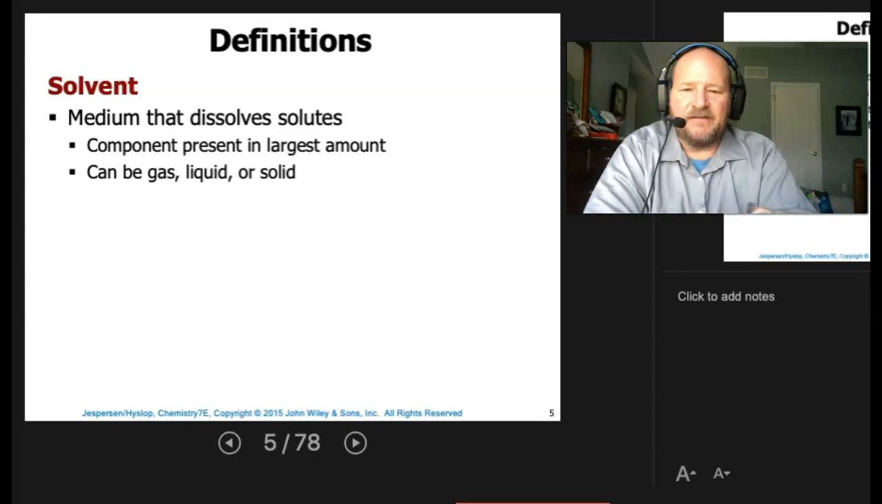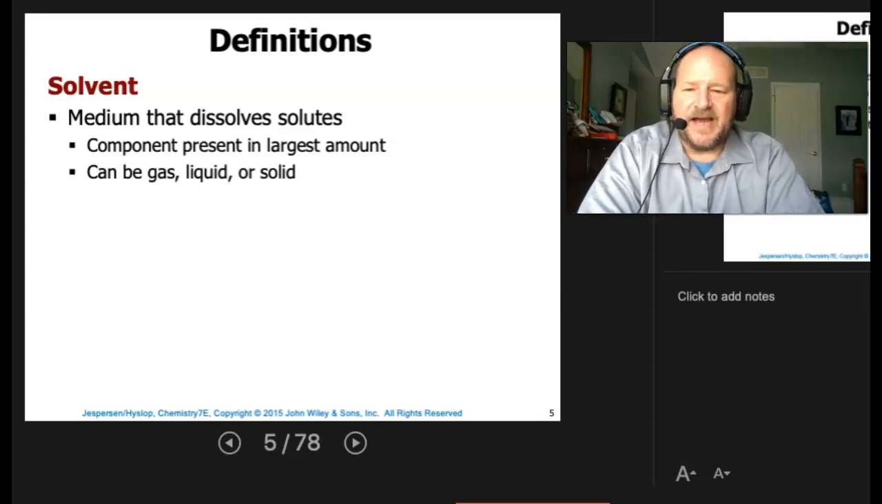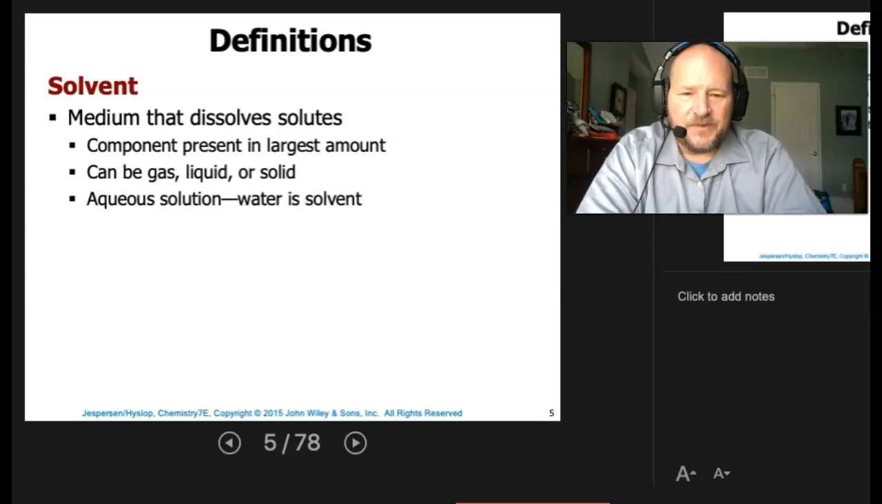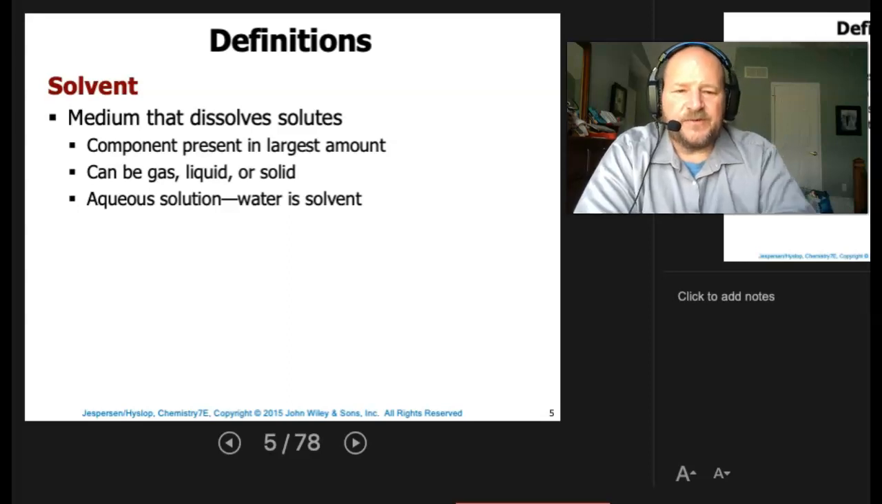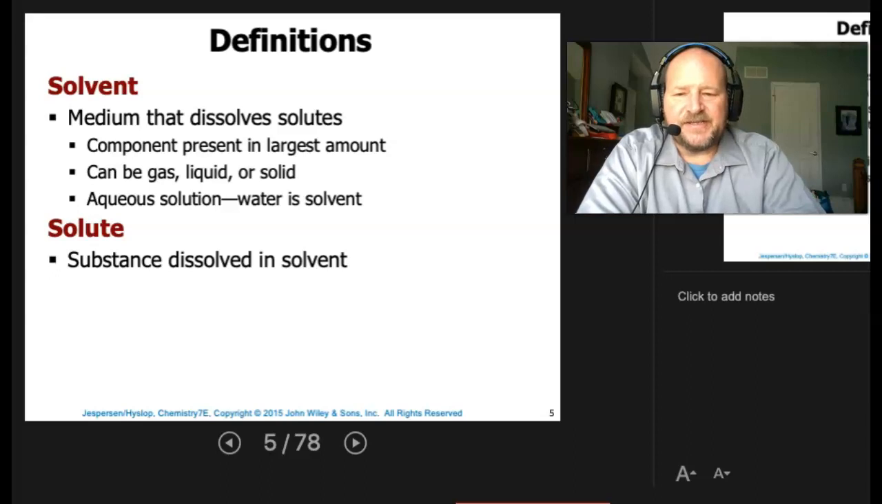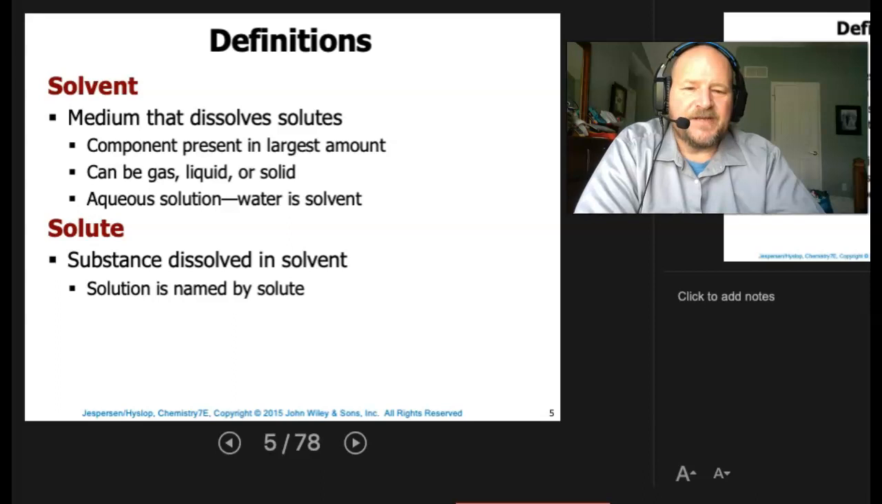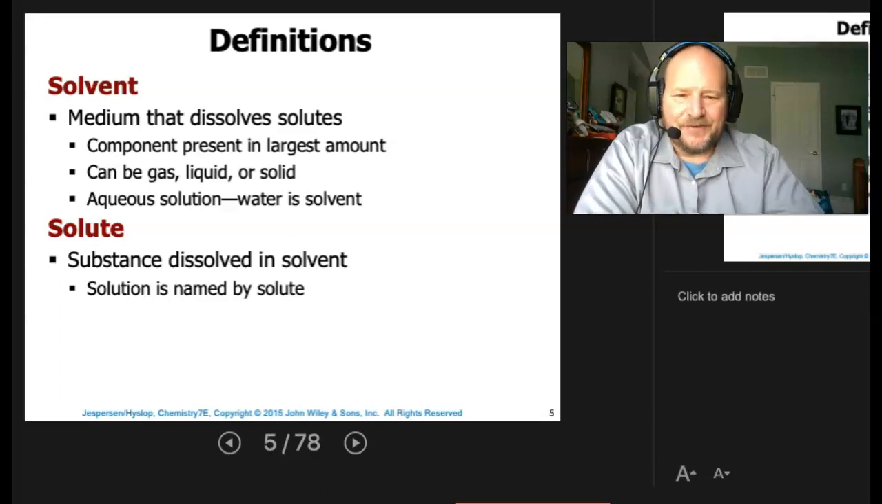Now that means for both our solvent and our solute, it could be a gas, a liquid, or a solid. Now again, we'll be working mostly with aqueous solutions where water is going to be our solvent, right? So we're going to have a liquid as our solvent, and typically it's going to be solids that are going to be the dissolved, which means they'll be the solutes. Now, the solute by definition is the substance being dissolved. Typically your solution is named based upon the solute. So for instance, if we had a copper chloride solution, that means that the copper chloride is the solute and the solution is probably aqueous.